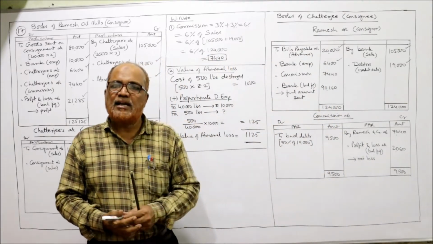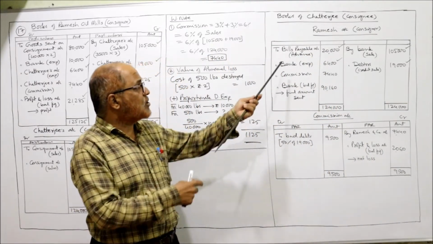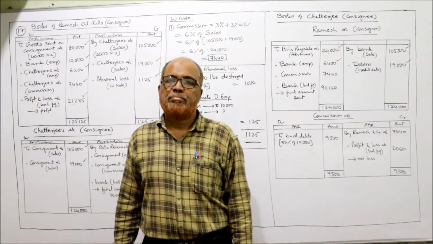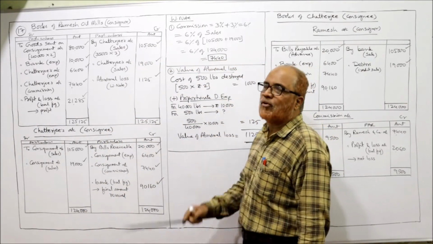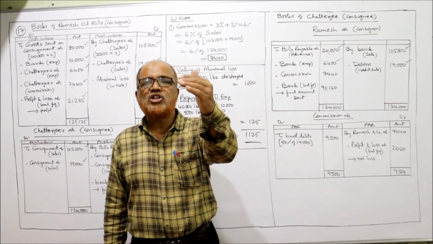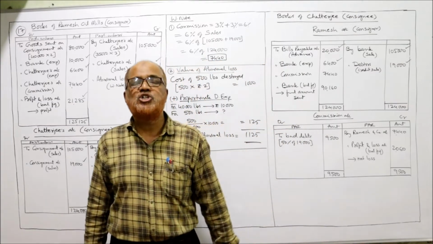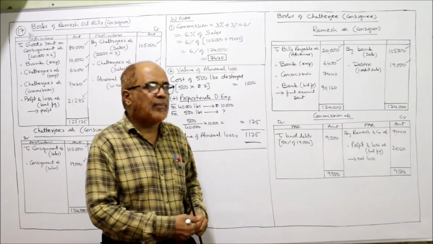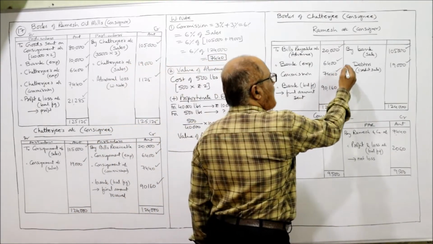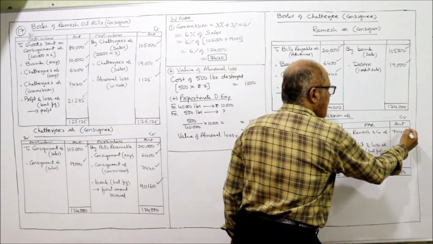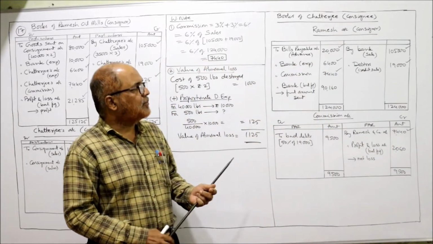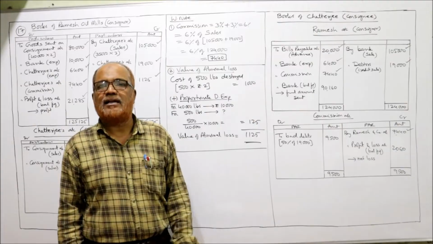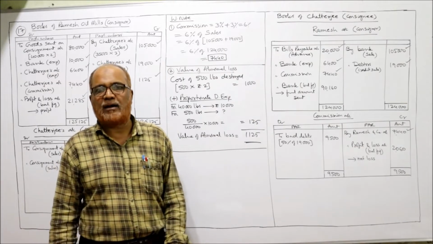Right? Next entry is expenses. Expenses already over. Commission entry. How much is the commission due? Already we have calculated 7,440. Entry will be Ramesh account debit to commission account. So Ramesh debit side to commission, and commission account credit side by Ramesh, 7,440.